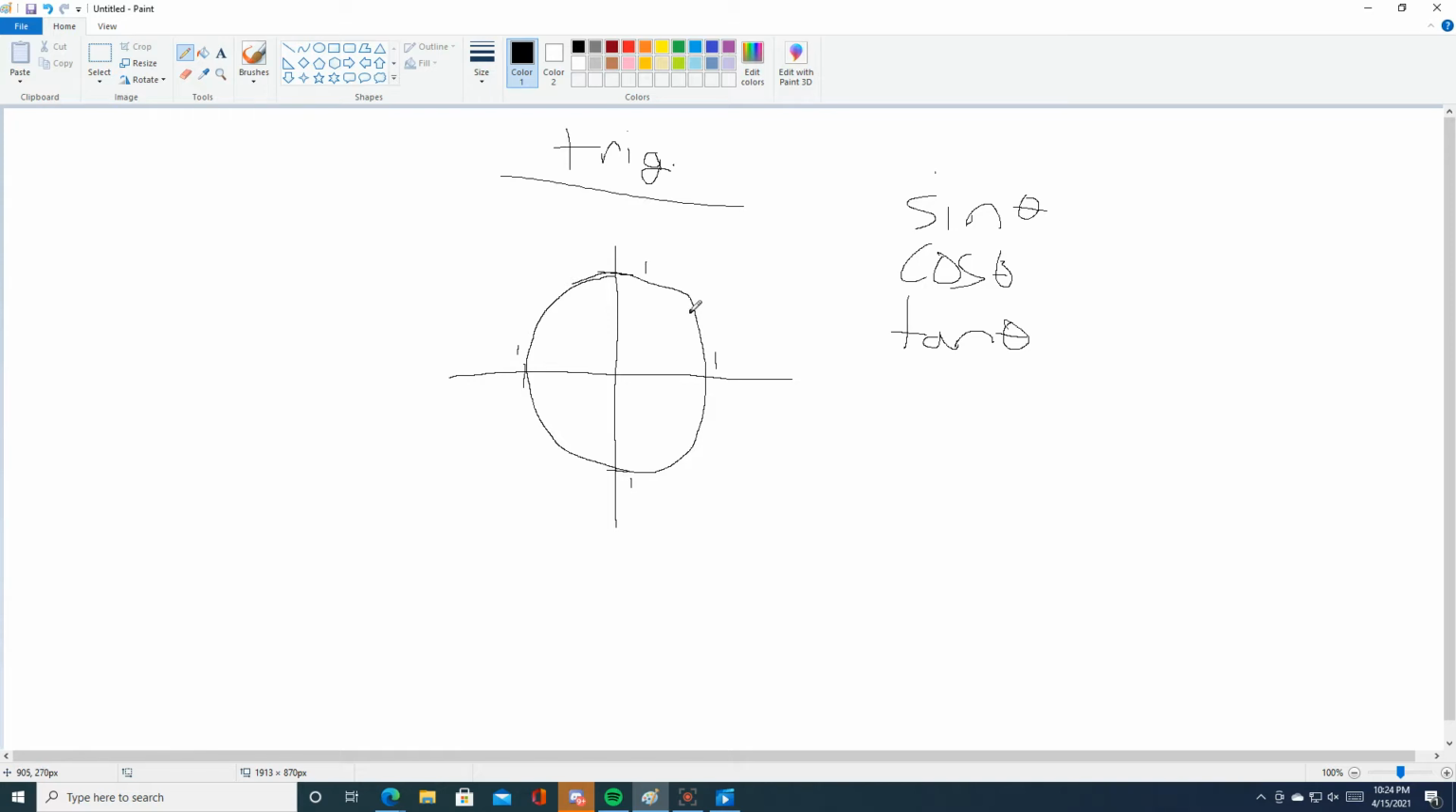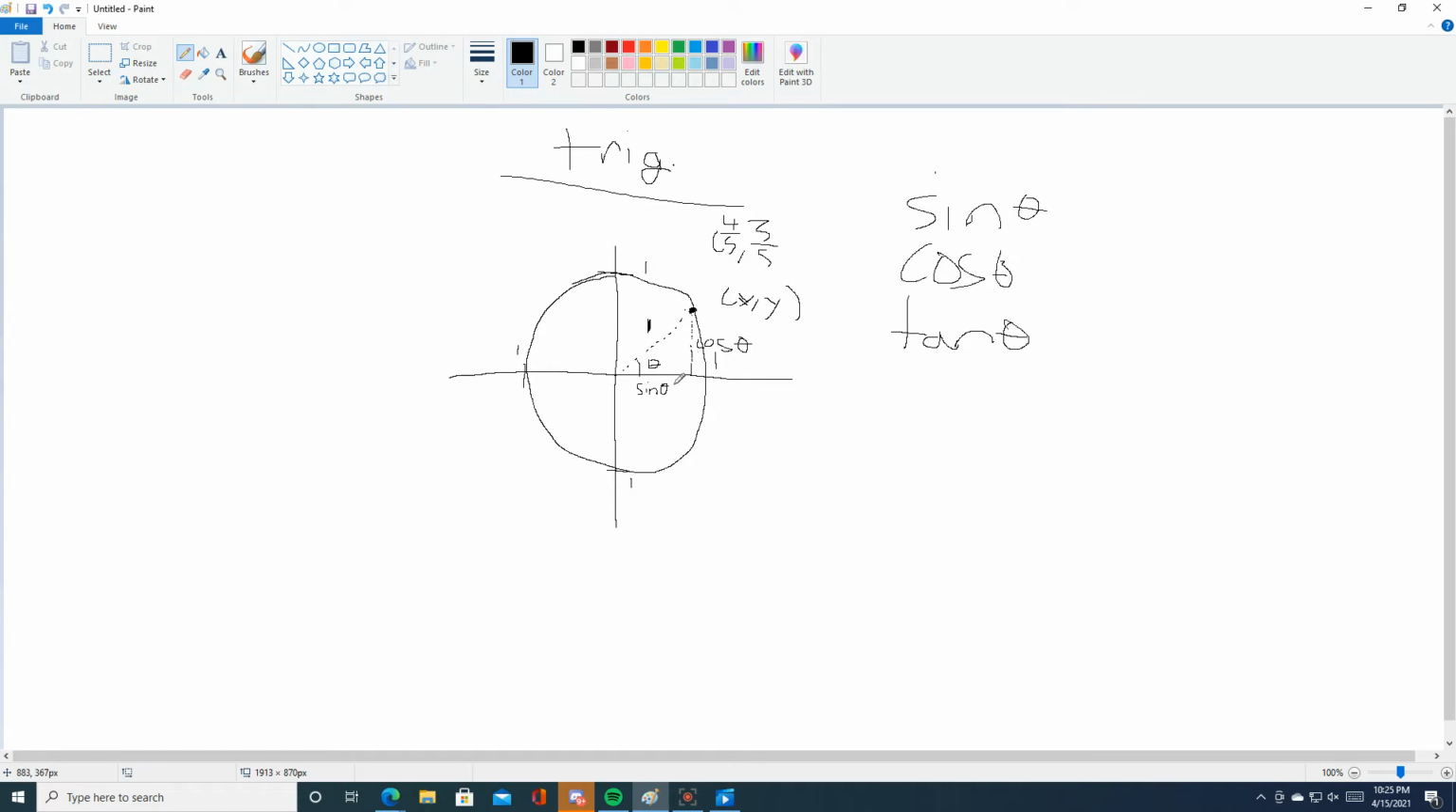I know it's a very poorly drawn circle, but let's say this point is 4/5, 3/5. Or we could even just give it x, y for now. That's probably better. We know that the radius of this point is 1. And if we know that, and we know the angle theta, what is this x distance and what is this y distance?